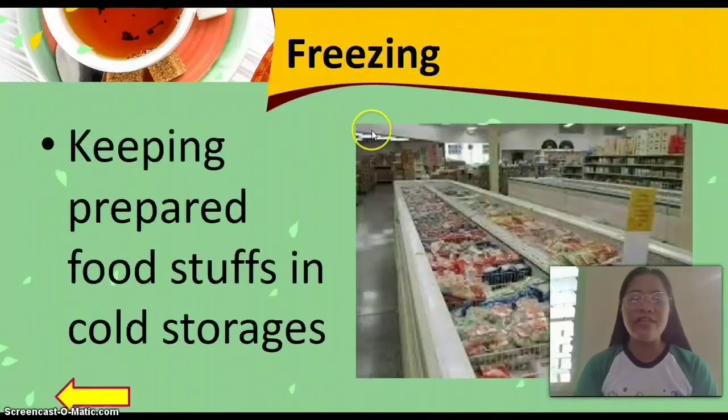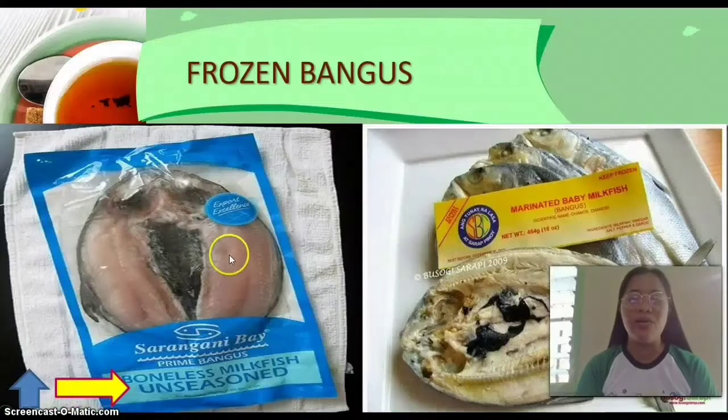Next, freezing is keeping the food stuff in cold storage to prevent bacteria. Can we give example of freezing? Here is another example of freezing. The frozen bangus, or the meat we usually buy at the store, are all frozen. They are example of freezing method.